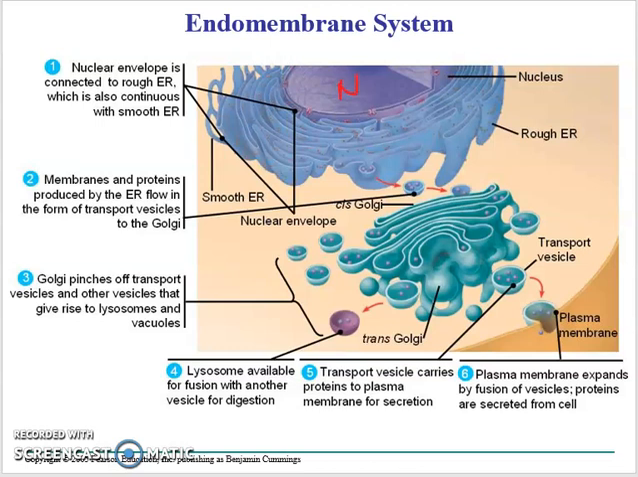Okay. The rough endoplasmic reticulum, which you can see here. The smooth endoplasmic reticulum, which is generally further away from the nucleus. Okay. The Golgi apparatus. So you can see that this is what we call the cis Golgi and the trans Golgi. This whole thing here is the Golgi apparatus. And then we have transport vesicles.